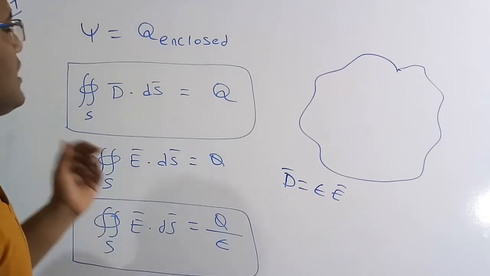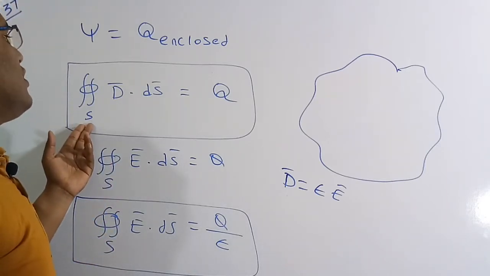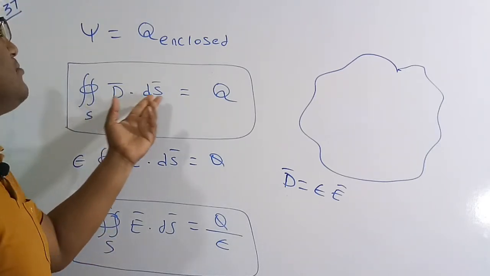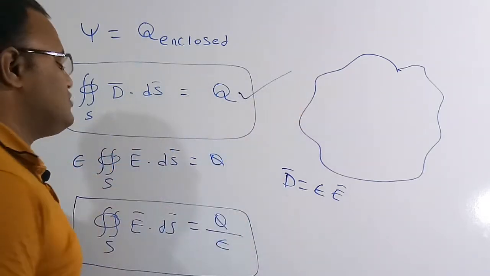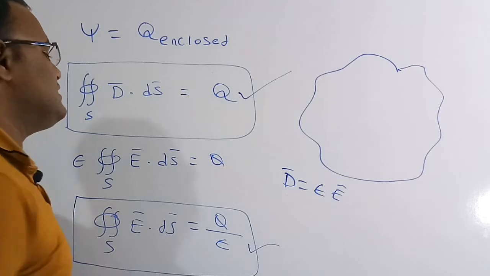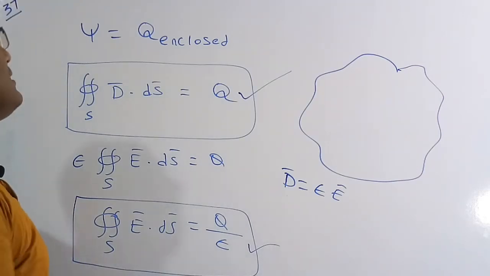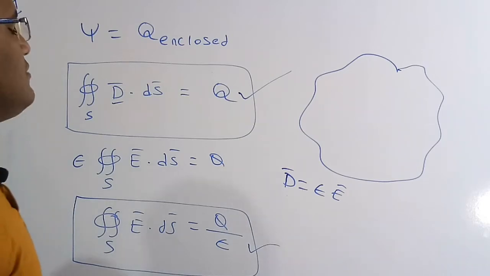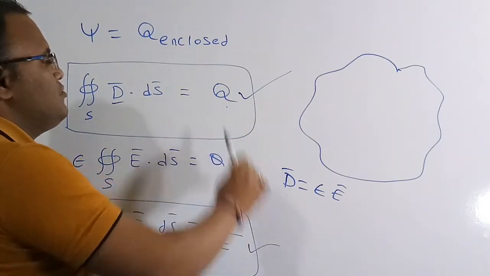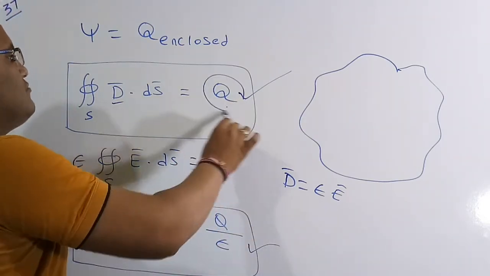But in the question they are asking about the closed surface integral of the normal component of D dot dS bar, which is equal to the charge enclosed. So therefore this is the correct solution of this question. The other expression is another way of writing it in terms of the electric field, but this one is in terms of the electric flux density, which is the closed surface integral of D dot dS bar is equal to Q. So therefore this is the correct solution of this question.